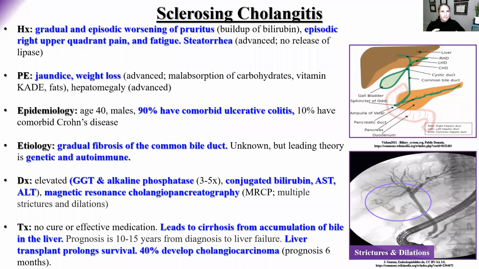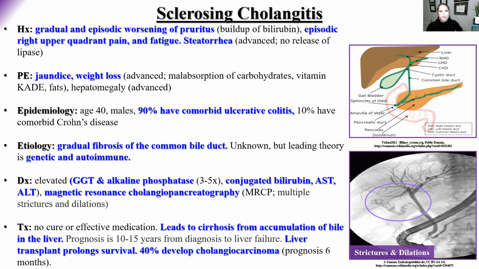Sclerosing cholangitis. In contrast to ascending cholangitis, this is not an emergency. This is something that is a gradual, progressive fibrosis of the common bile duct. We don't know what causes this, but we know that it's got some kind of genetic component and some kind of autoimmune component. But at this time, we don't know exactly what causes this. The patient will present with these gradually worsening symptoms, very different from the ascending cholangitis.